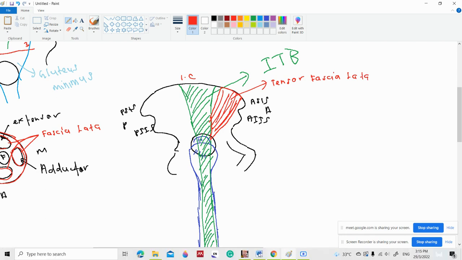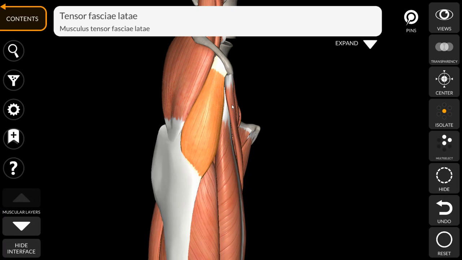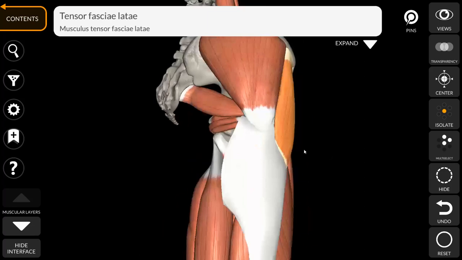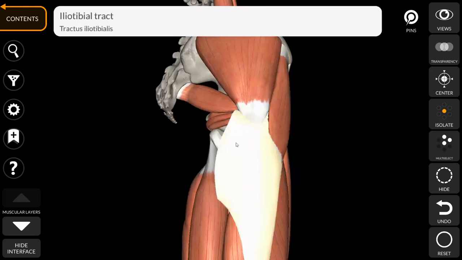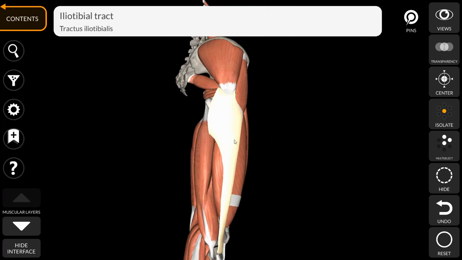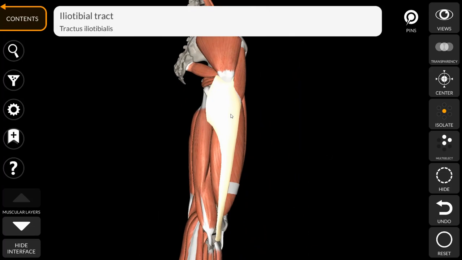Now back to your 3D image, class. This diagram is very clear. Laterally, can you see this whitish band? This structure refers to the ITB, the iliotibial band. So this is the ITB.